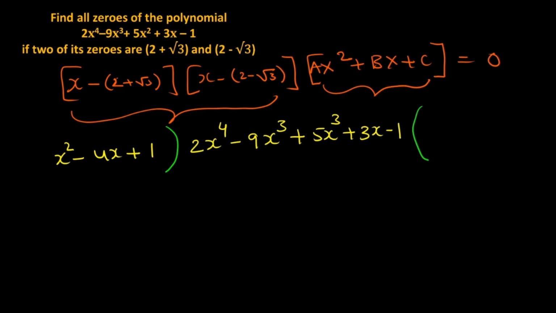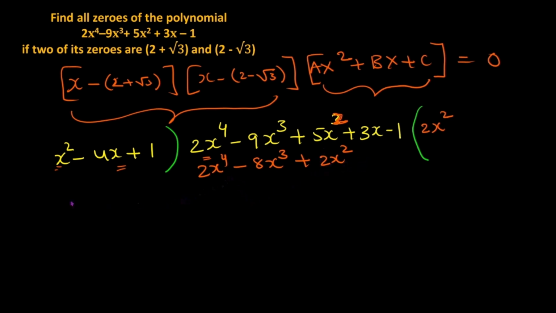Now let's divide this equation with this term. Usually we try to match these two terms so that they get cancelled by subtracting. So x square multiplied by 2x square gives 2x to the power of 4, so that term will get cancelled. The entire term is multiplied by 2x square: 2x square into x square is 2x to the power of 4, minus 4x into 2x square is minus 8x cube, then 1 into 2x square is plus 2x square. Sorry, this is 2x square. Then 5x square.